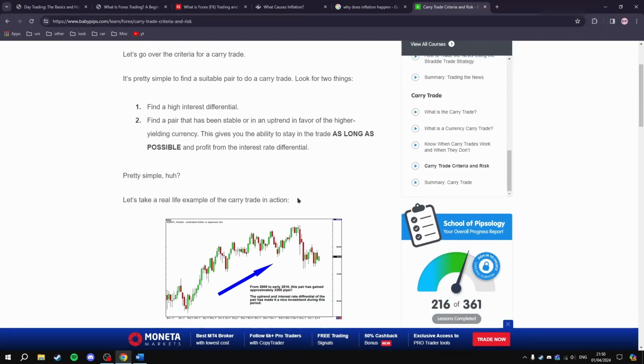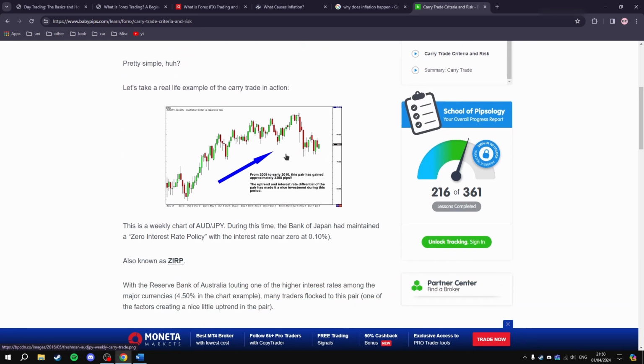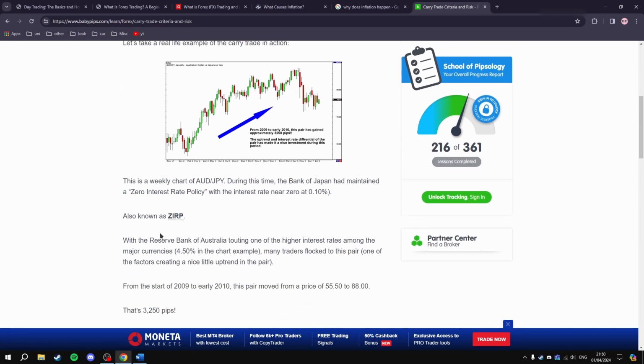Pretty simple, huh? Let's take a real life example of the carry trade in action. From 2009 to early 2010, this pair has gained approximately 3,250 pips. The uptrend and interest rate differential of the pair has made it a nice investment during this period. This is the weekly chart of AUD/JPY. During this time, the Bank of Japan had maintained a zero interest rate policy, with the interest rate near zero at 0.10%, also known as ZERP.